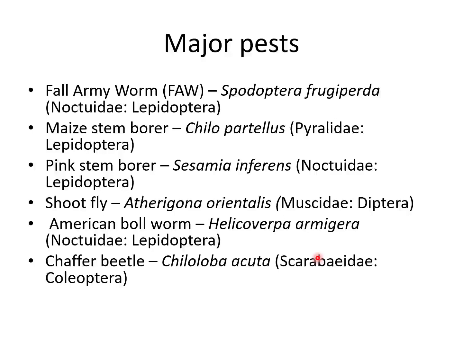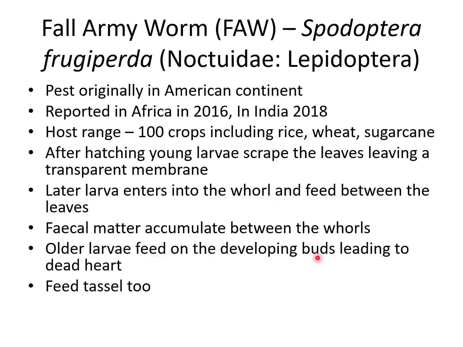We have bollworm or gram podborer, Helicoverpa armigera. Then we have chafer beetle, Chiloloba acuta, belonging to the family Scarabaeidae. In case of maize, the major pest, a recently introduced pest, is fall armyworm, Spodoptera frugiperda, belonging to the family Noctuidae. It was a pest common in the American continent, but in 2016 it was introduced to Africa.